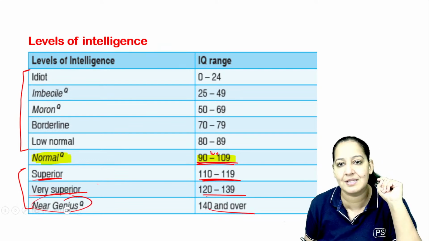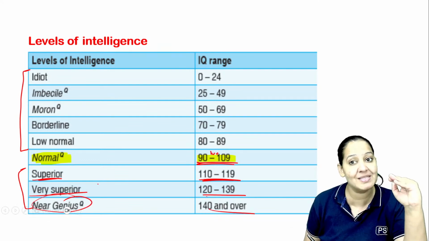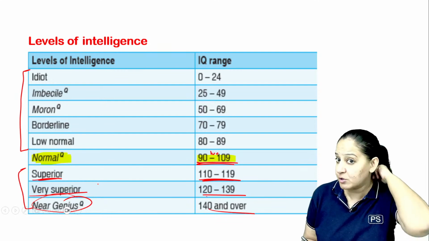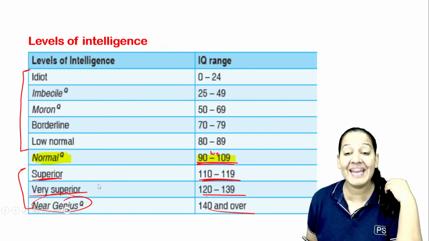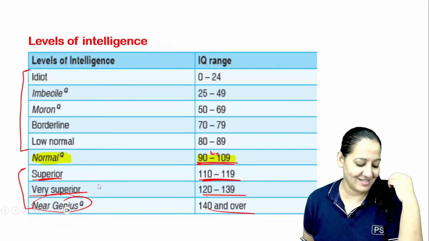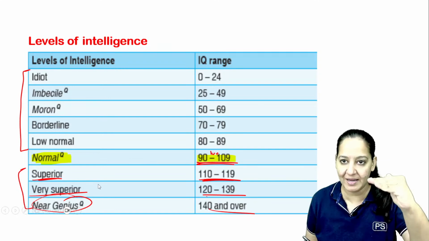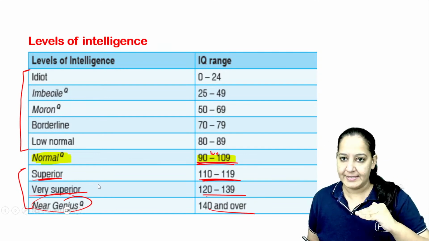There is no genius in this world. The maximum IQ category is near genius. So don't call anyone genius. There is no one genius. So the maximum category, the word we can use, is near genius. Not genius, near genius. So that is the 3 categories: superior, very superior, and near genius.